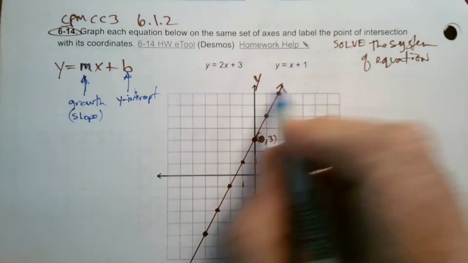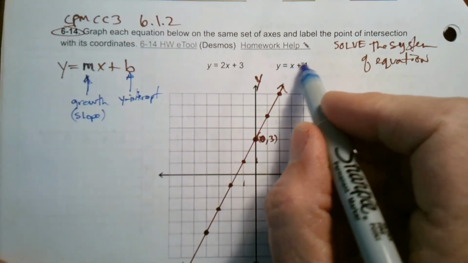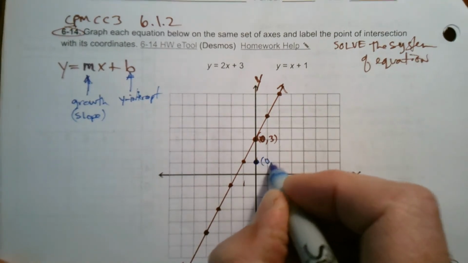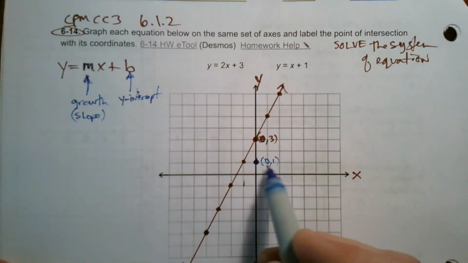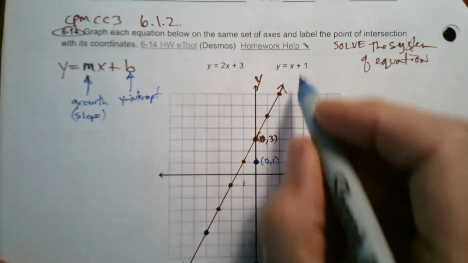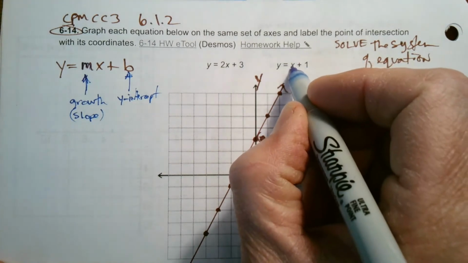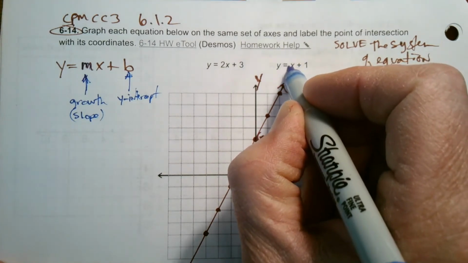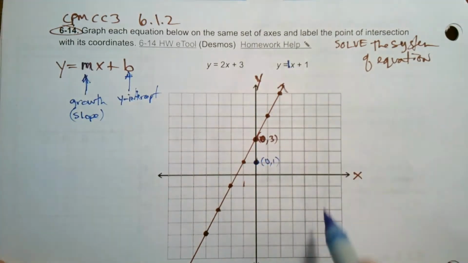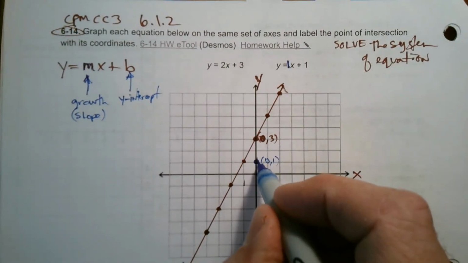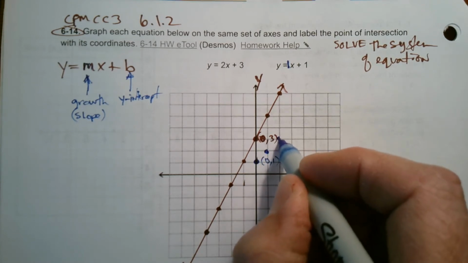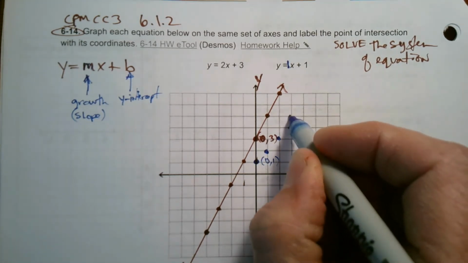This equation, so again, I'm going to use my y equals mx plus b. So b is positive 1. In this case, here at (0, 1), that's the y-intercept. And then from there, I look to see what's the number in front of the x. Well, we don't see a number, but remember, there's always a coefficient of 1 when we don't have a number in front of a variable. So this time, its growth is 1 over 1. Every time I go up 1, I go over 1, right? 1 over 1.